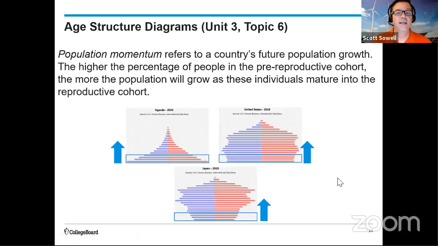What we're looking at here is population momentum. So this is a prediction of future growth. The higher the percentage of people in that pre-reproductive cohort, the more the population will grow as these individuals mature into the reproductive cohort. Meaning, if the country of Uganda has a very, very large pre-reproductive group, that means in the near future, they will become part of the reproductive cohort and population will continue to grow. The United States, growth will probably be a little less, pretty stable. And then in Japan, we can see the number of individuals at the pre-reproductive level are quite smaller. So that may indicate a slower or even a negative population momentum in the near future.